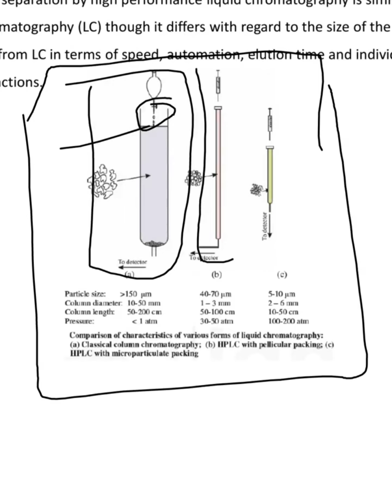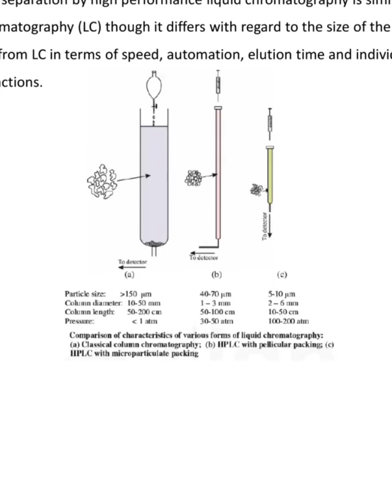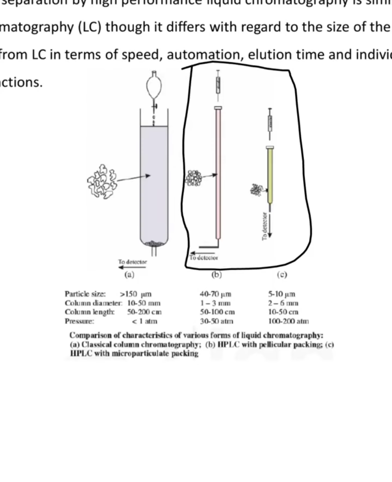The column used in HPLC has a size of 1 to 3 millimeter. See here, the column diameter is 10 to 15 millimeter for column chromatography, and these two are for HPLC, where the column diameter will be around 1 to 3 millimeter, and here 2 to 6 millimeter, and the pressure will be around 30 to 50 atmosphere and 100 to 200 atmosphere.